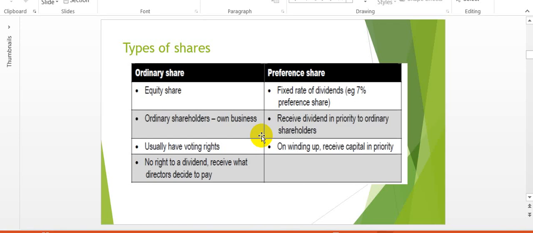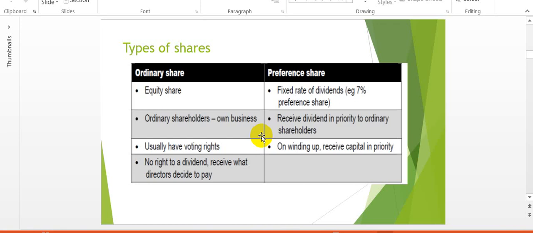The ordinary shareholders have no right to a dividend, but they receive what the directors decide to pay them. So if the directors decide that this year they will not pay dividends, there's nothing the shareholders can do. They can't force things, because they've delegated the running of the company to the directors.